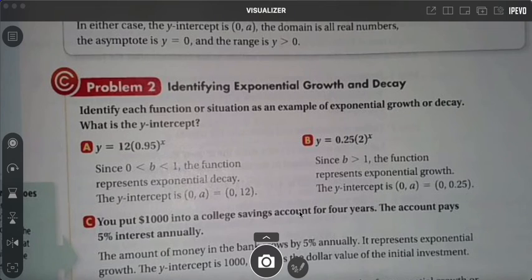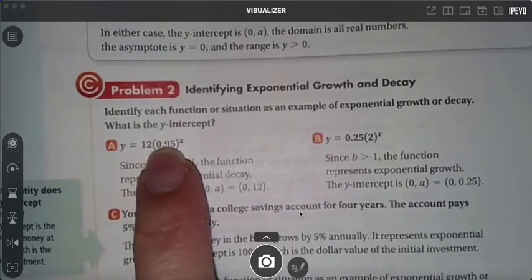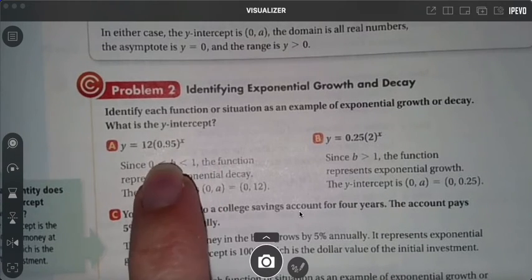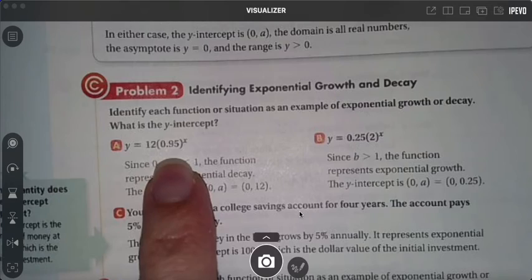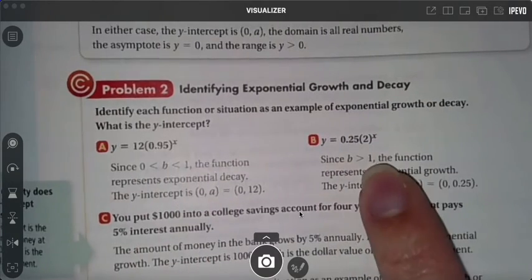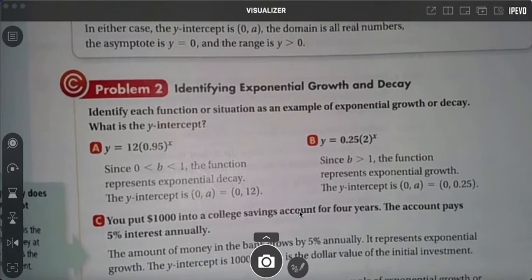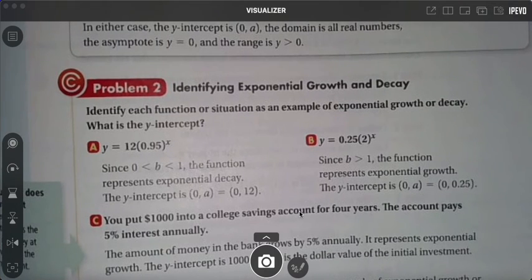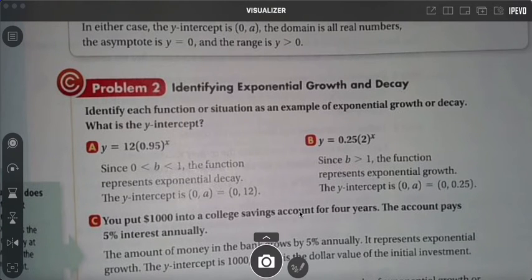Let's see. What number is bigger than 1? The number that's under the exponent, that's raised to that power x. Like this number right here, 0.95, that's between 0 and 1, so it's decay. What if it's a negative number? I don't know that it will have. I think somebody asked me that last time, and I never saw a negative number, ever. I don't think for these types of problems you're going to have a negative number under there. Let me see what they do about C.